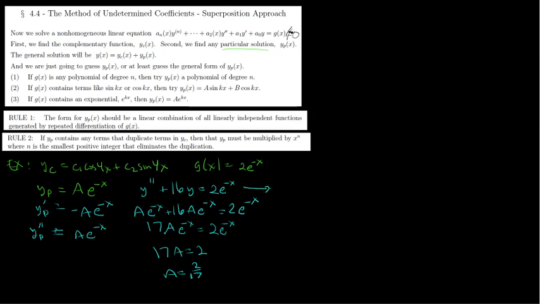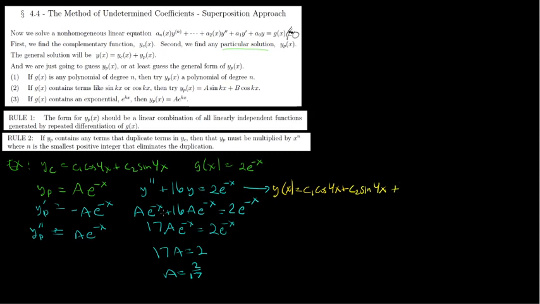The solution to this equation: remember, the complete solution will be the complementary solution plus the particular solution. So our complete solution y of x will just be the complementary solution, which I already gave you, c1 cosine of 4x plus c2 sine of 4x.